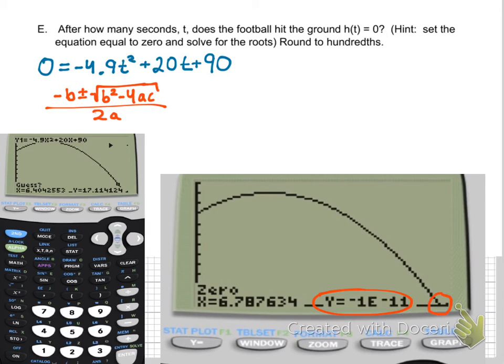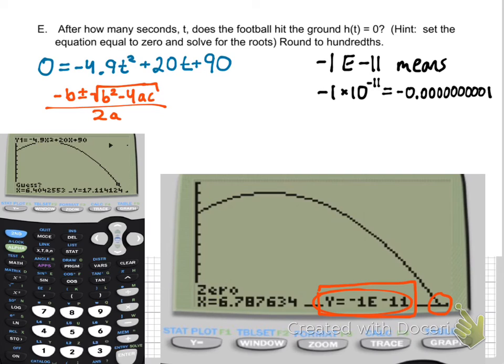So let's think about this number here: 1 e negative 11. That right there is the y value at the x-intercept, and that's where we want to find it. Is this point close enough? Is this point actually on it? Well, negative 1 e negative 11 means negative 1 times 10 to the negative 11th. You should have already done scientific notation, but if you haven't, that means negative 0.00000000001.